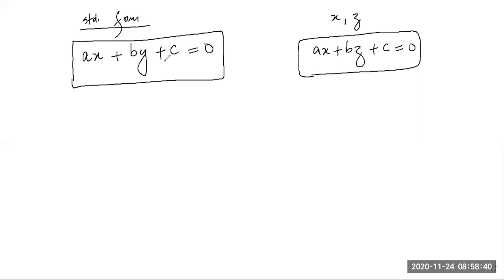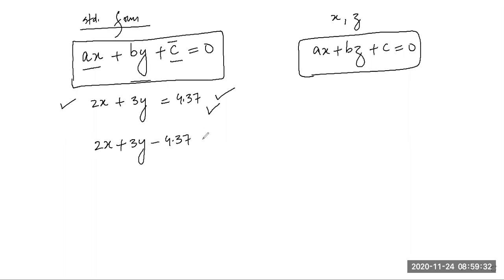Now, students, let us say our equation is written 2x plus 3y is equal to 4.37. So, my question is, is this the standard form of linear equation or not? No, sir, it's not written in the standard form. C is the constant term. This linear equation has three terms. Here the constant term is on the right hand side. So you will write it like this: 2x plus 3y minus 4.37 is equal to 0 is the standard form of this linear equation in two variables.